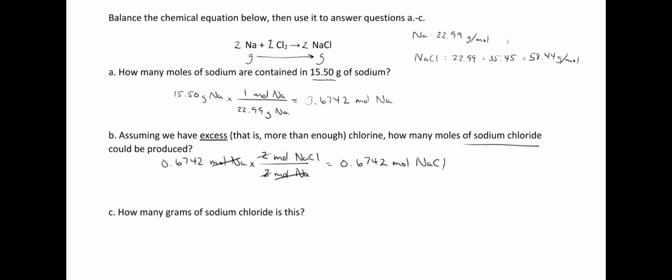And now we can find how many grams this is by just using the molar mass, which we had above. So we have 0.6742 moles of sodium chloride. And we know that 1 mole of sodium chloride has a mass of 58.44 grams.